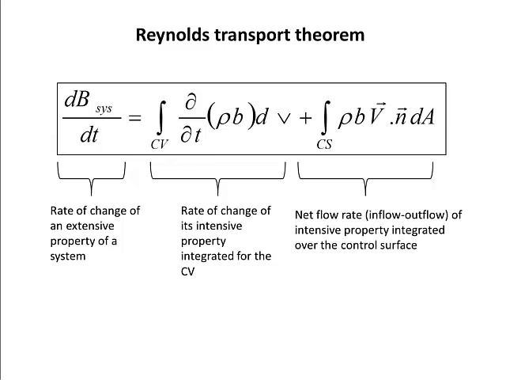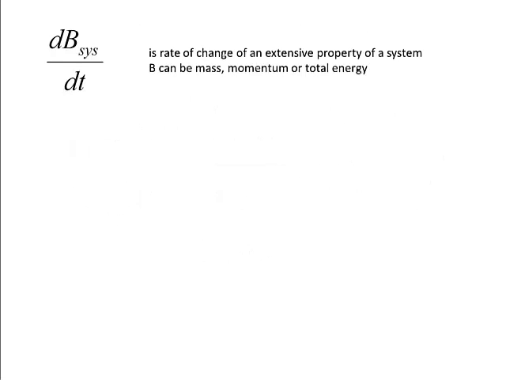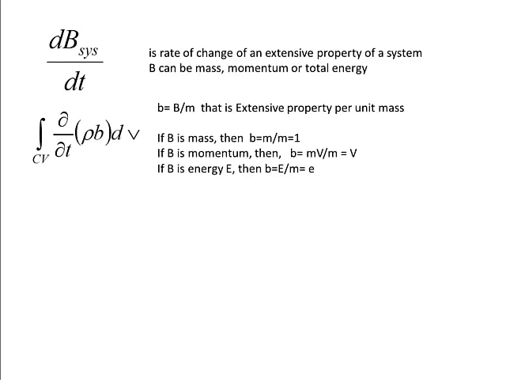We will discuss the meaning of each term one by one. dB system by dt is the rate of change of an extensive property of a system. For example, it can be the rate of change of mass or momentum of the system. In the next term, small letter b is the intensive value of the property B under consideration. The meaning of these terms can be discussed next.